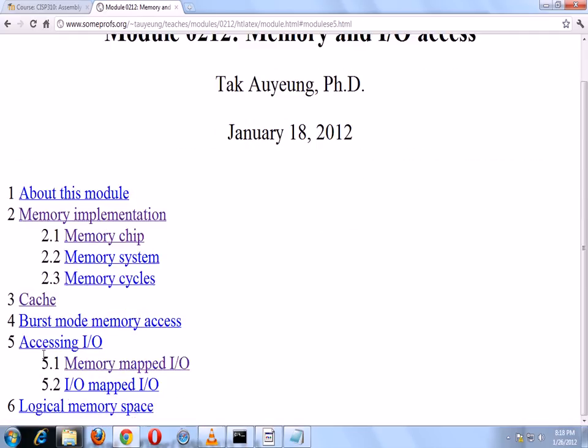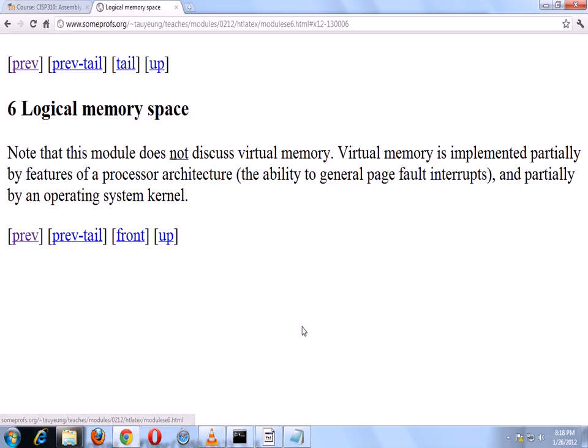All right, we're done with logical memory space. This is the last part. Now, this module does not include any discussion of virtual memory. In other words, we are only talking about physical memory. We're not talking about virtual memory. Virtual memory adds another layer of complexity to the whole game. But if I want to describe virtual memory in a nutshell, it's basically swapping in and swapping out.